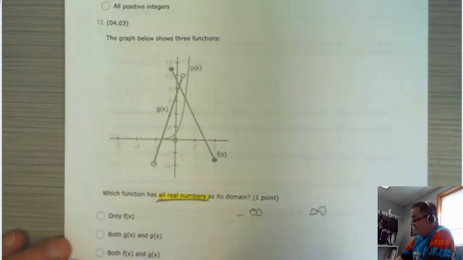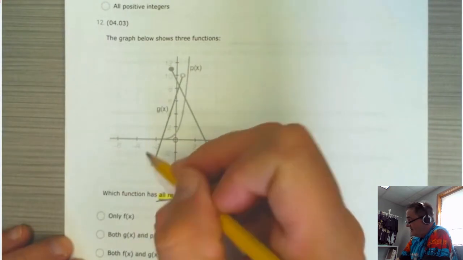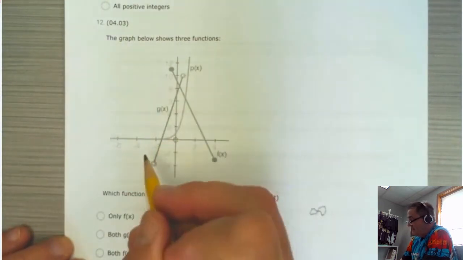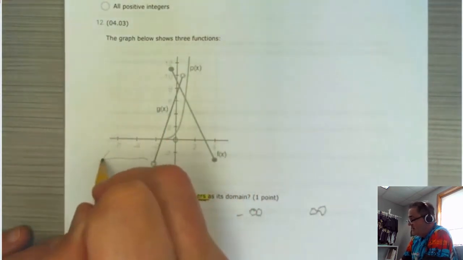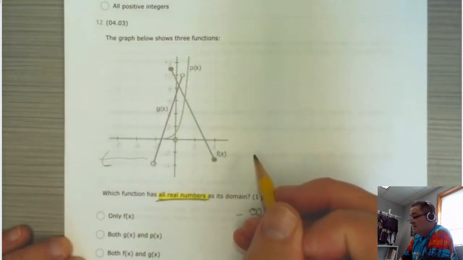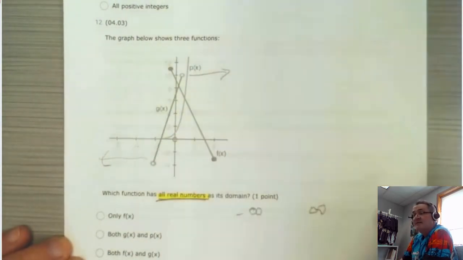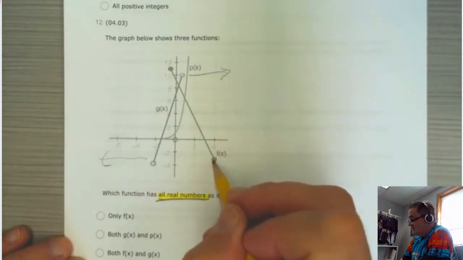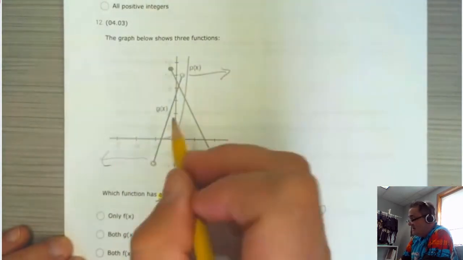Let's see. Well, let's look and see. This one goes from here to here. That's it. All these x's over here are not in this function, as well as all of them this way. None of those. Same with this one. It stops here, it stops here.